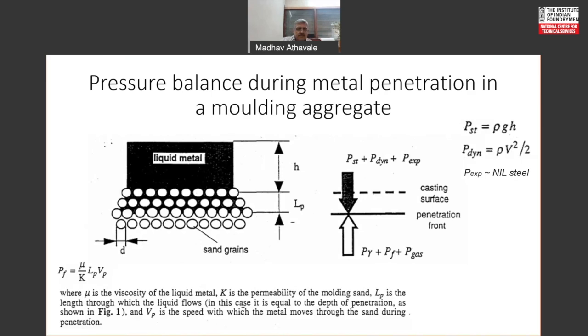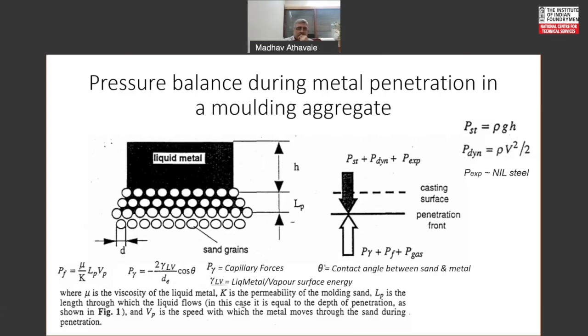Then we have P gamma, which is capillary forces, where gamma LV stands for the liquid metal vapor surface energy. Theta is the contact angle between sand and the metal, and d_E, the term in the denominator, is the average pore diameter between the sand grains.